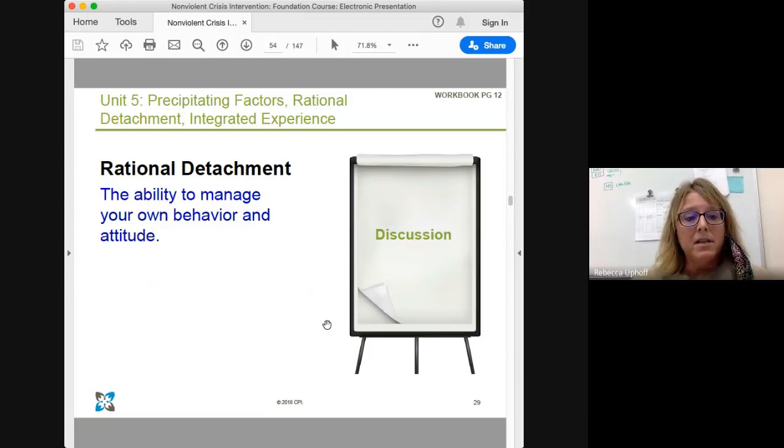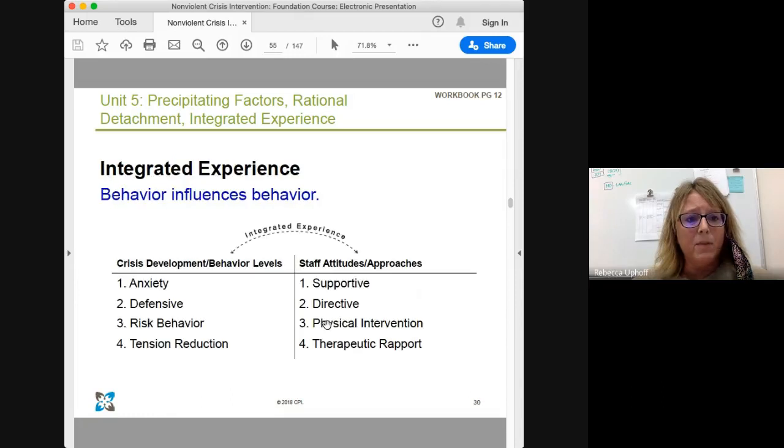It doesn't, you just really need to be able to leave work at work so that you can be professional working with situations in crisis. So that goes back to the integrated experience where our behavior influences behavior. We want to stay professional. And what does that look like? We can impact someone in crisis and they can impact us as well.